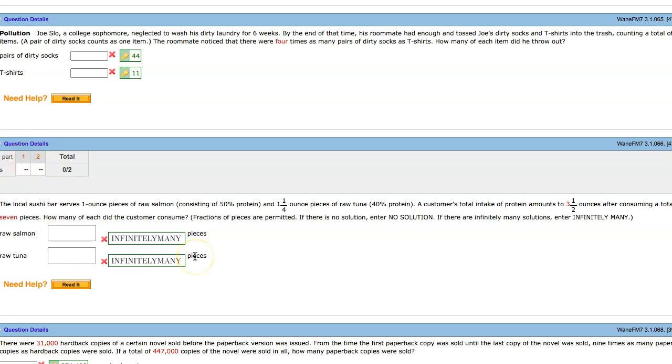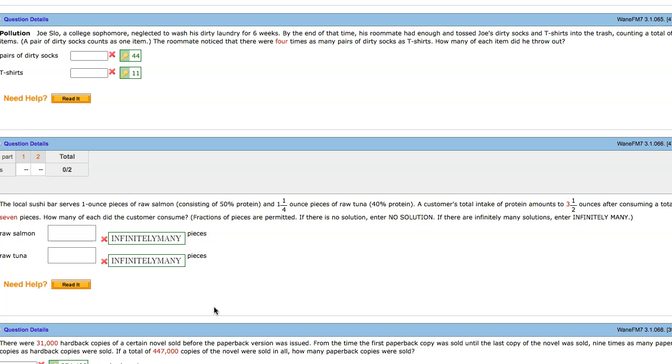Question details: The local sushi bar serves 1 ounce of raw salmon, every person to his or her own, and 1 1/4 pieces of raw tuna. I guess that's good protein. A customer's total intake of protein amounts to 3 1/2 ounces after consuming a total of 7 pieces. How many of each did the customer consume?